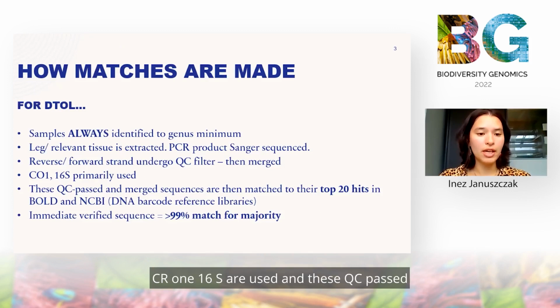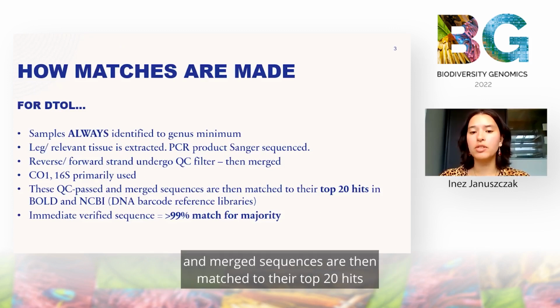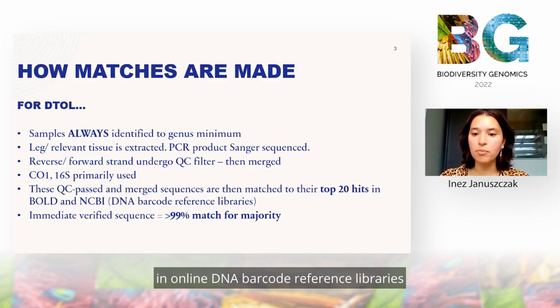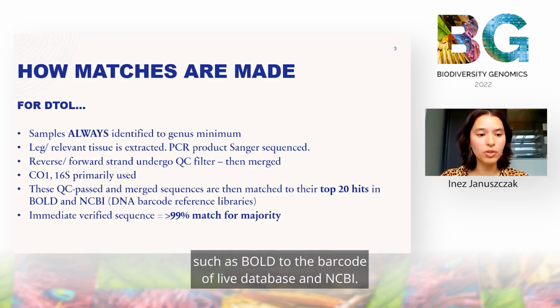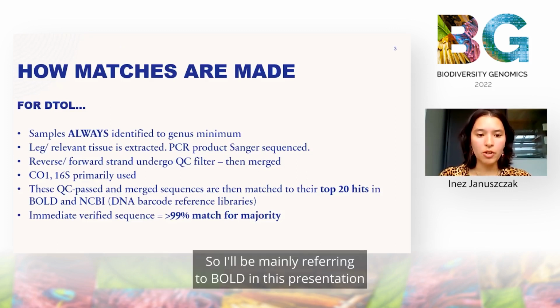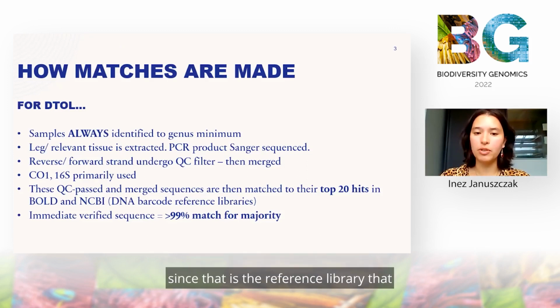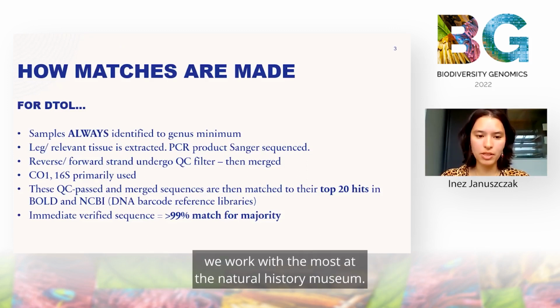CO1 and 16S are used, and these QC-passed and merged sequences are then matched to their top 20 hits in online DNA barcode reference libraries such as BOLD, the Barcode of Life Database, and NCBI. I'll be mainly referring to BOLD in this presentation, since that is the reference library that we work with the most at the Natural History Museum.